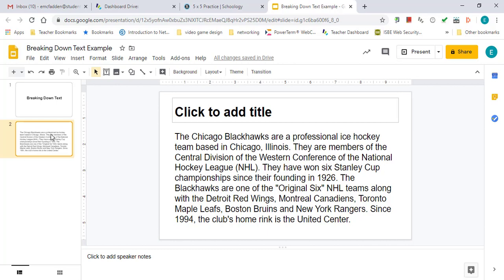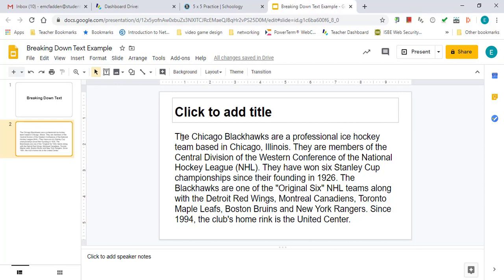So we start off with a body of text here about Chicago Blackhawks. And certainly there is way too much text here to have on a slide. So I think what we want to do first is go through the slide, and we're going to try and find what the most important pieces of this slide are. And then we can start eliminating the things that are not necessary. Okay, so let's take a look at our first sentence. The Chicago Blackhawks are a professional ice hockey team based in Chicago, Illinois.